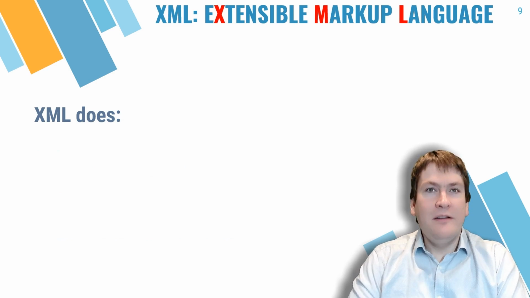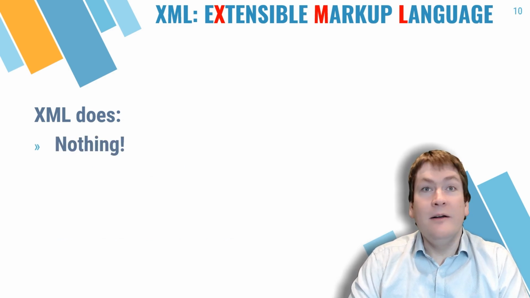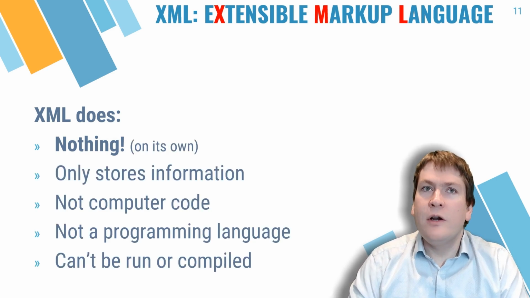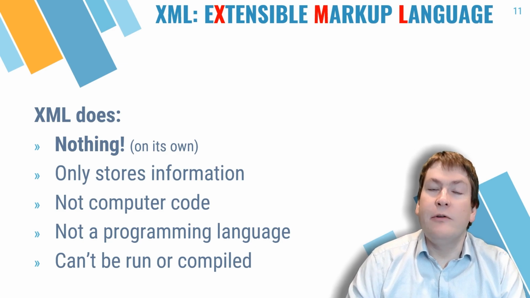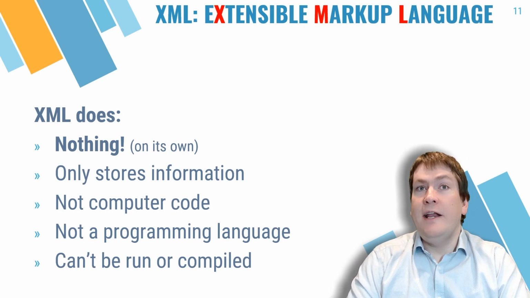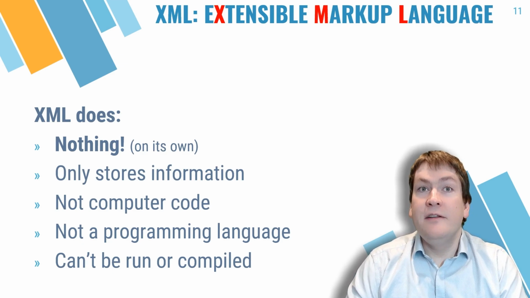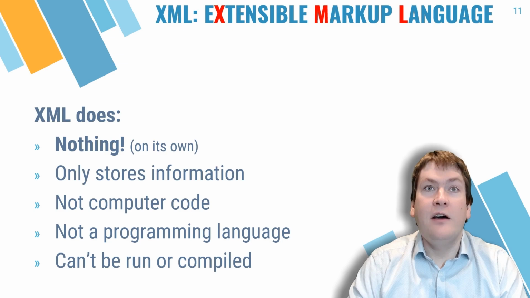So that's great, but what does XML actually do? Well, not much, on its own at least. XML is only used to store and transmit data. It's not computer code, it's not a programming language that you can run or compile. It's also not HTML, even though it looks a lot like it, which encodes display data. All it is is a way to structure data so we can send it from one system to another.